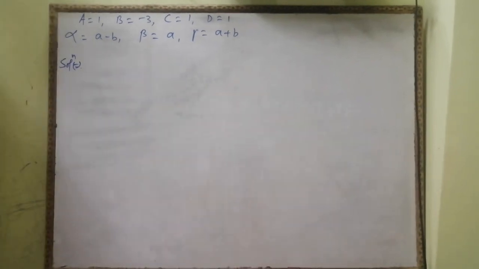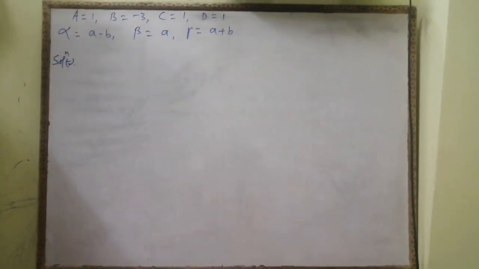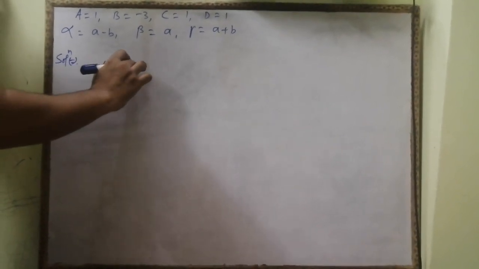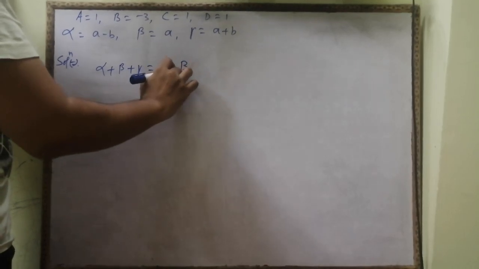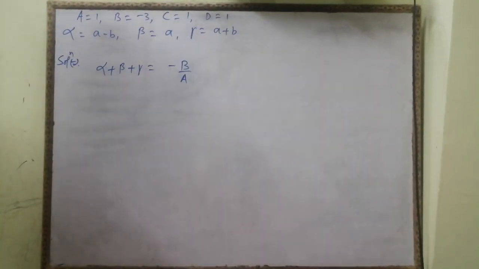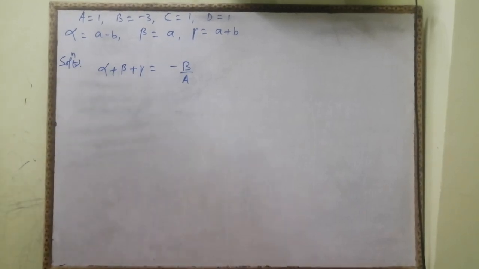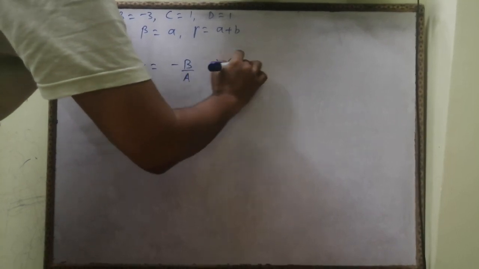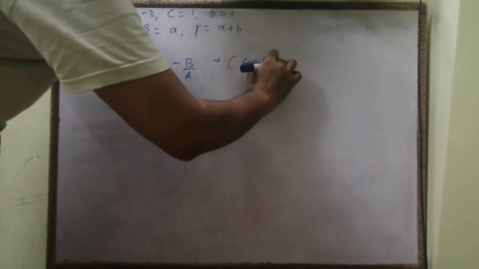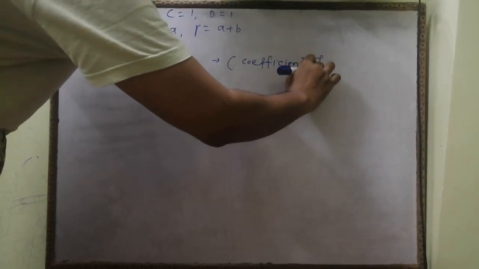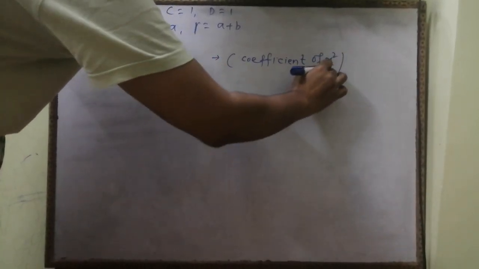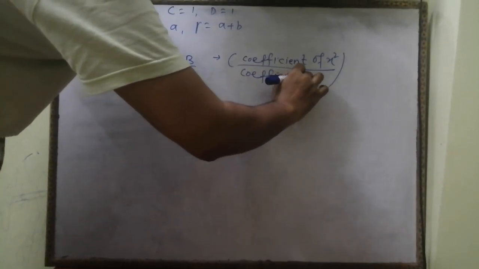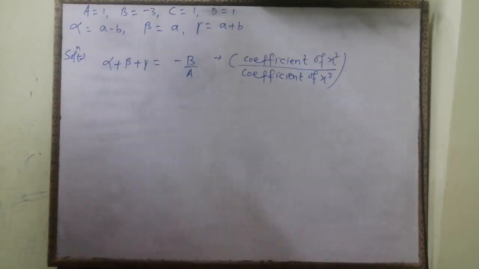Okay, now come to the relationship of the zeros with the coefficients of the polynomial. So the first relation is alpha plus beta plus gamma, that is equal to minus B by A. Here B is the coefficient of x square and A is the coefficient of x cube. Okay, this will be the relation.